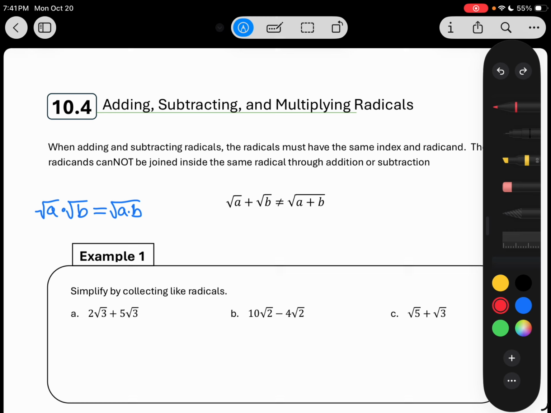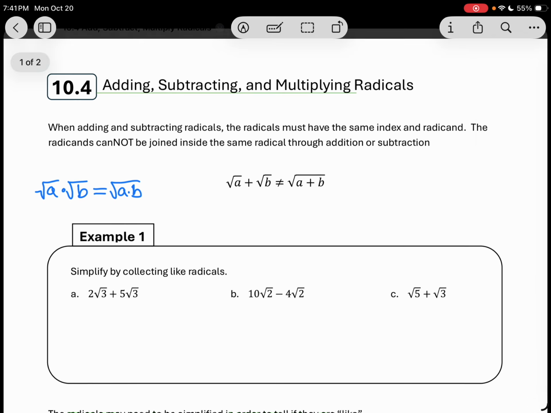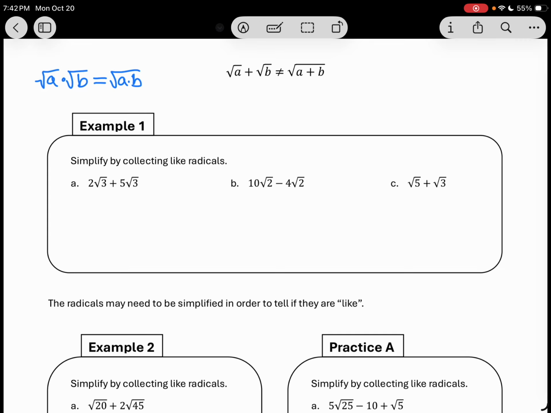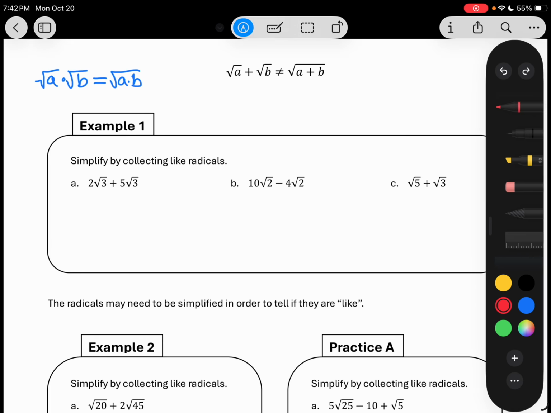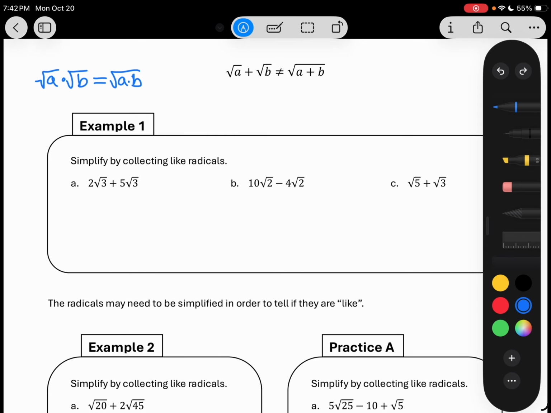If we can't do that, what will we be doing in today's lesson? Example 1 says simplify by collecting like radicals. So it's kind of like terms. If you remember, you can combine 2x cubed with 5x cubed because those are like terms, they have the same variable with the same power. So that would be 7x cubed. That's what we get to do with radicals as well. So we have 2 square roots of 3 plus 5 square roots of 3. So that would have to be 7 square roots of 3.